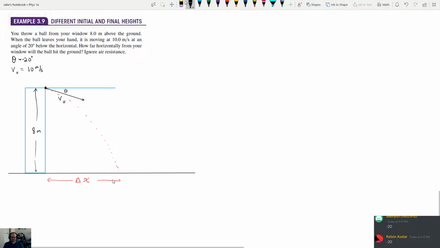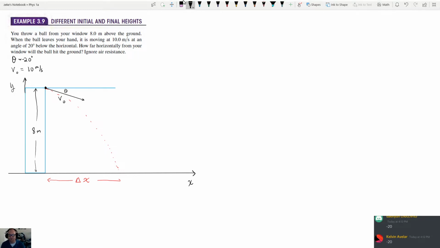So in order to do these kinds of problems, you always need to define an xy coordinate system. I'm going to call this the x direction, and we'll call this the y direction. Something to keep in mind in problems like this, you are more than welcome to make down positive, and in this problem it would actually make a lot of sense to make down positive, but we're not going to do that.